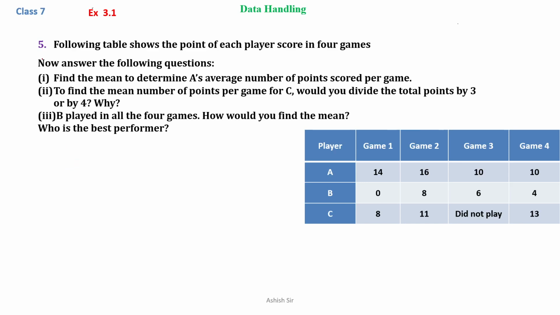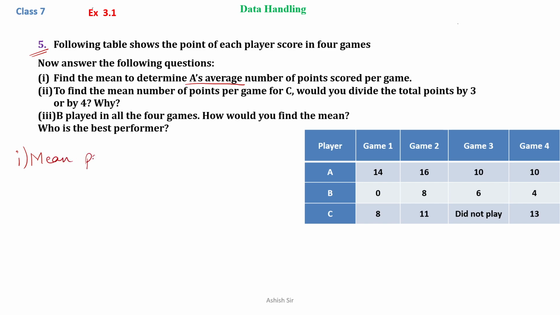Exercise 3.1, question number 5. The following table shows the points each player scored in 4 games. Find the mean to determine A's average number of points scored per game. Player A has scored 14 points in game 1, 16 in game 2, 10 in game 3 and 10 in game 4. So to find the mean of player A.